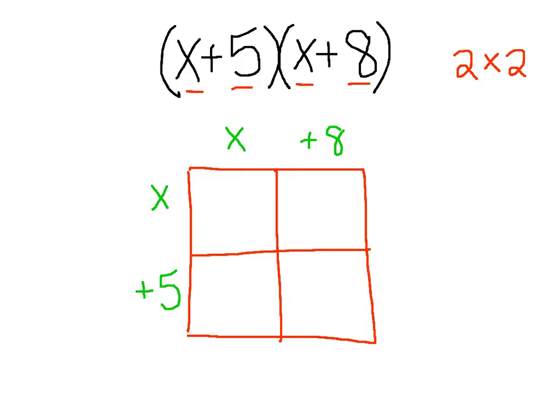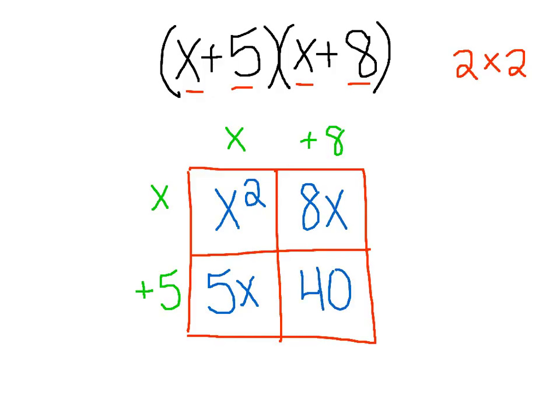So x times x is going to be x squared. X times positive 5 is 5x. X times positive 8 is 8x. And 5 times 8 is 40. Now the great thing about this method is that, and this will happen every single time, our diagonals will always line up with similar terms. So we can visually see our combining like terms.